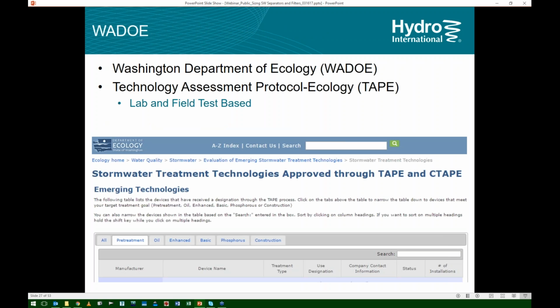So the Washington Department of Ecology uses this TARP, the Technology Assessment Protocol Ecology, protocol to test and verify equipment. Now this is a field test standard. So you actually have to test your equipment in a field installation. Now that is fraught with problems of variability.